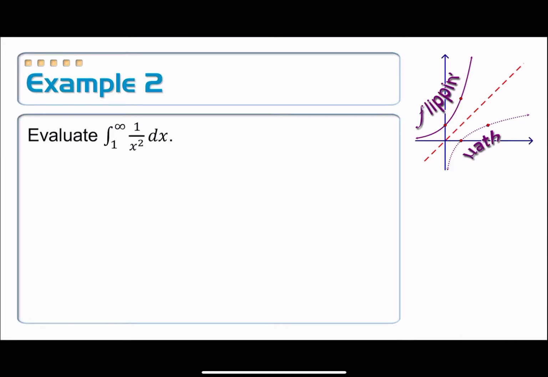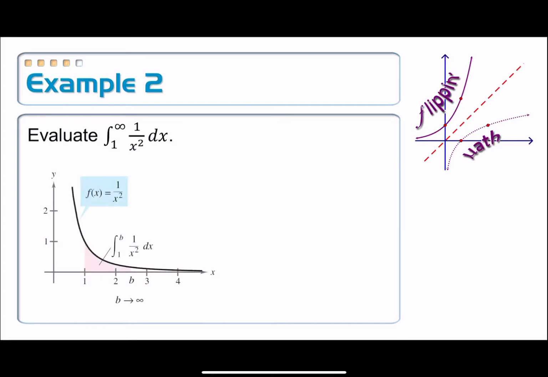All right, in this second example from the Improper Integrals lesson, we're going to evaluate the improper integral from 1 to infinity of 1 over x squared with respect to x. This is one of the obvious ones that is improper because your upper limit there is, in fact, infinity. Let's take a look at a graph here.